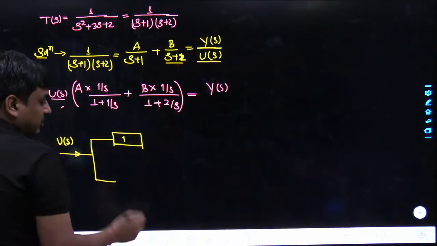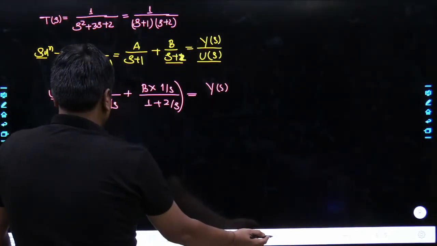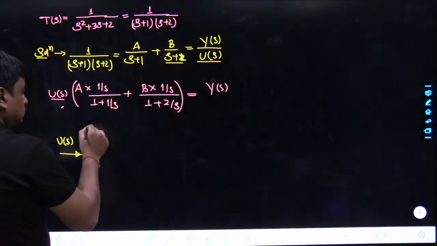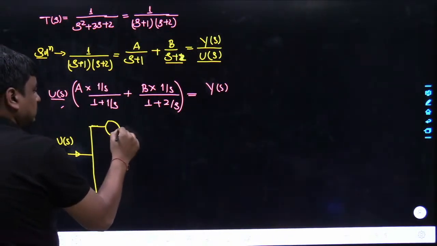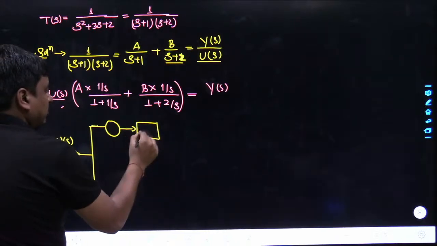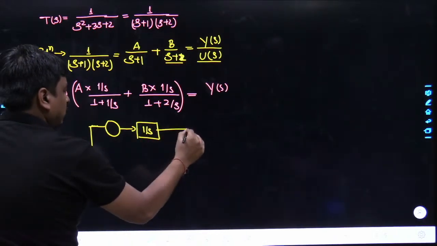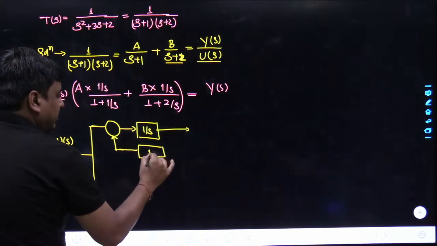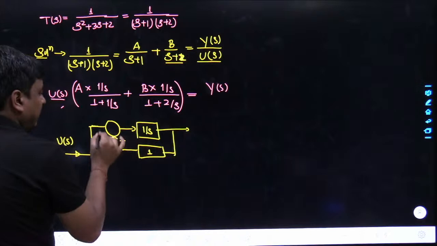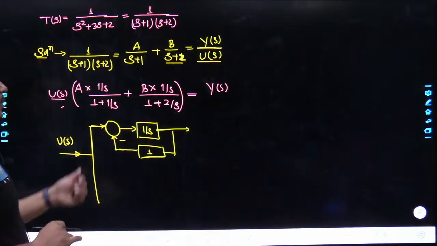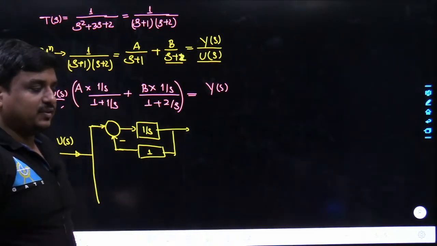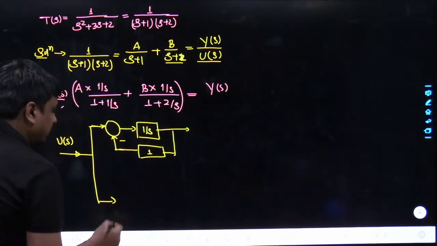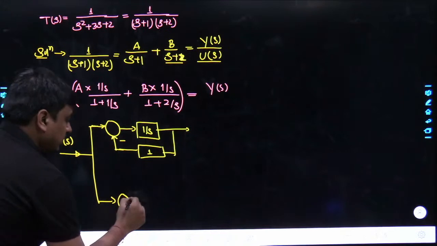You will have 1 upon s first. Here comes 1 upon s. The feedback element is 1. The type of feedback is negative. And the input which is coming to the summer circuit is nothing but the u of s itself. Yes, the first part is over. Now I would be focusing over the second part. The second part is also more or less same.